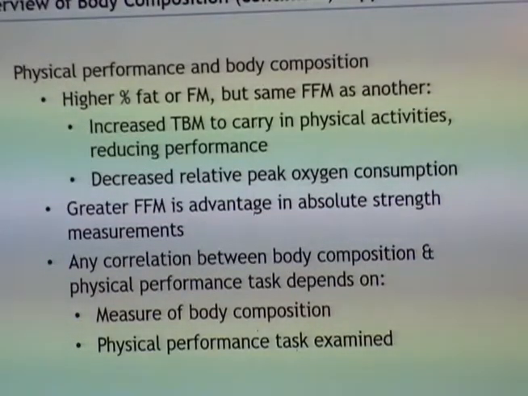Having greater fat-free mass, on the other hand, can be an advantage, depending on the skill that we're looking at, right? But for strength events, a higher fat-free mass is very beneficial. So depending on what kind of athlete you are, building muscle can be an advantage. In some events, it's going to slow you down because muscle weighs so much, right?